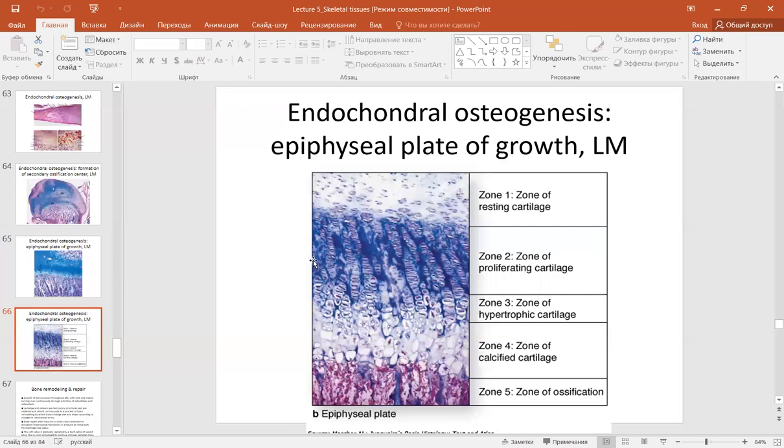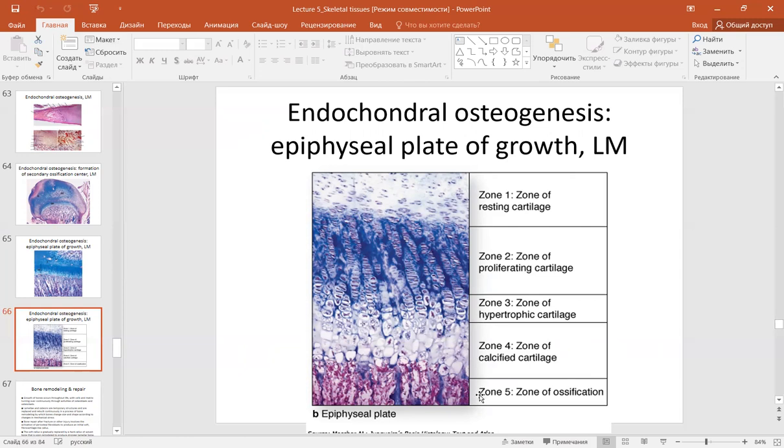Endochondral osteogenesis, epiphyseal plate of growth under the light microscopic magnification. The zone of resting cartilage is unchanged cartilaginous hyaline cartilage of articular part of the epiphysis. Zone of proliferating cartilaginous cells, proliferating chondrocytes forming the columns of the chondrocytes. Zone of hypertrophic cartilaginous, hypertrophic chondrocytes increasing the volume. Zone of calcified cartilage, where the remnants of the cartilaginous tissue are becoming calcified.